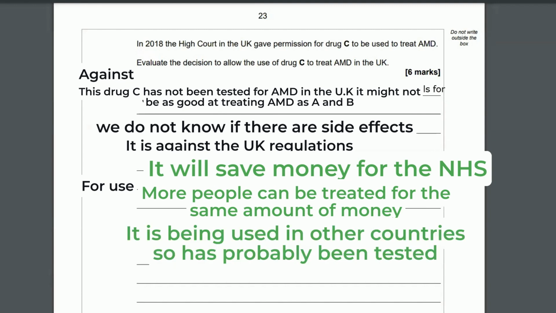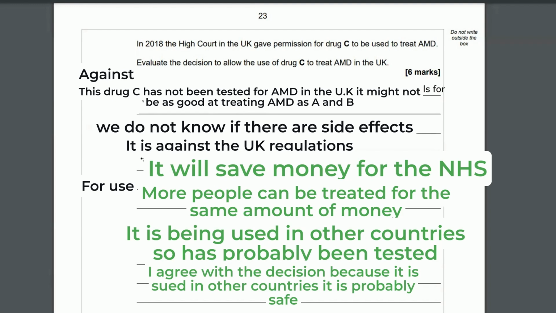But for, it'll save money for the NHS. Any calculation to show that, i.e., if you do the cost of A and B divided by the cost of C, you can find out how many times cheaper it is. You can treat more people for the same amount of money. It's being used in other countries, so that means those countries have probably tested it. And then I would finally end with my opinion. I'd say I agree with the decision. Because it is used in other countries, it's probably safe. That says sued. It's not been sued in other countries. It's been used. That's just my spelling. In other countries. So therefore, it's probably safe. And that will get you all 6 marks.